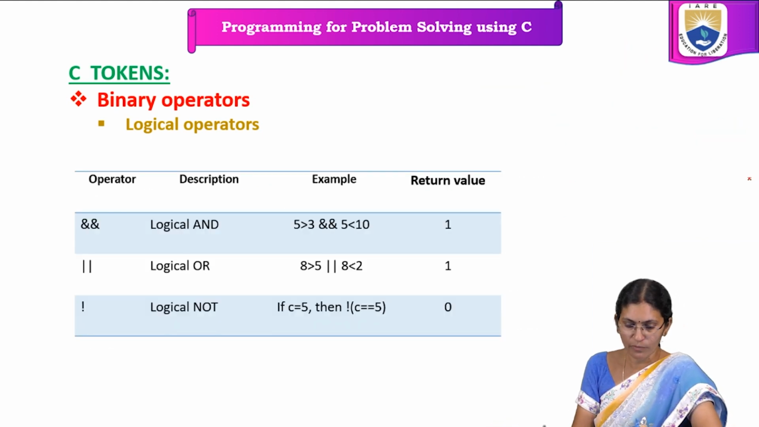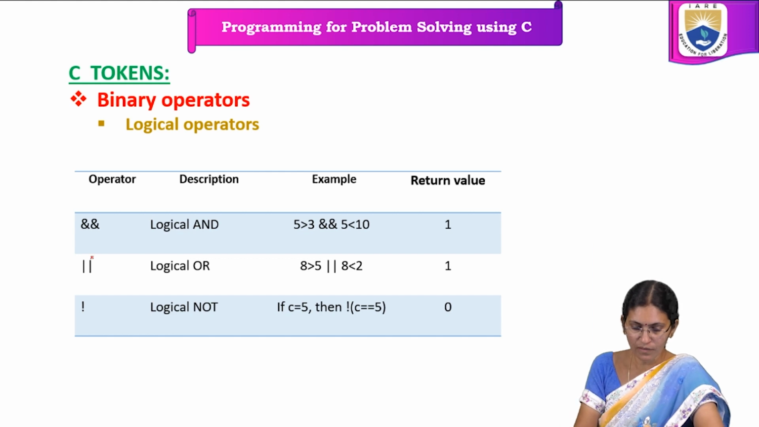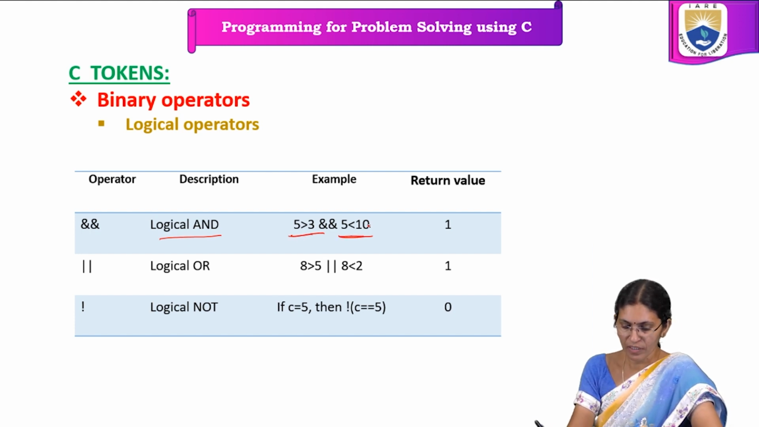Now let us see with the help of an example. The logical AND operator performs logical operations. For example, if there are two expressions here: 5 greater than 3 and 5 less than 10. 5 is greater than 3, so it returns true. True means it will give 1. And 5 is less than 10, this also will return true.